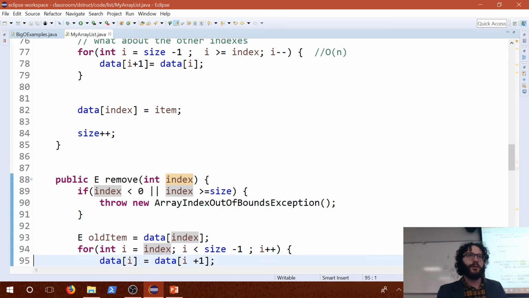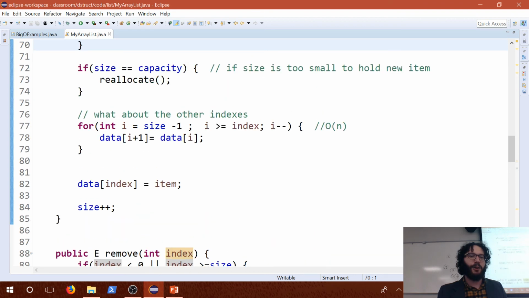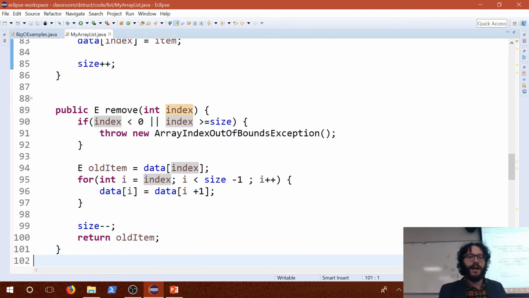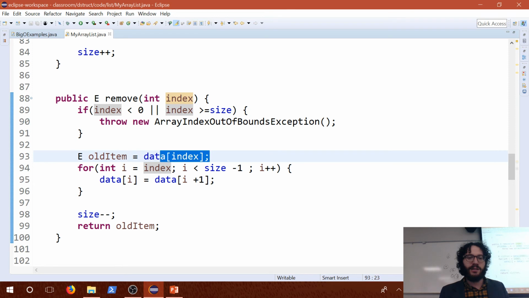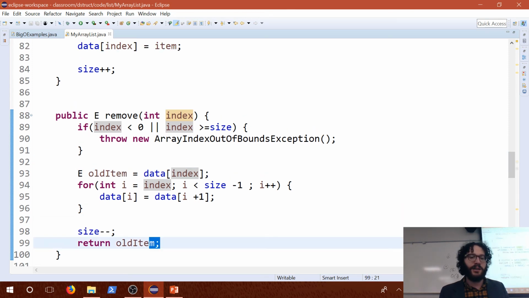Well, add and remove are kind of inverses of each other. So if you were just going to predict that it would take O of n time just because adding takes O of n time, then you would be right just on that educated guess. But let's go ahead and just think about it. This checking out of bounds, constant time operation. Saving the old item, constant time operation. Decrementing, constant time operation. And then returning, a constant time operation. Those are all simple operations.